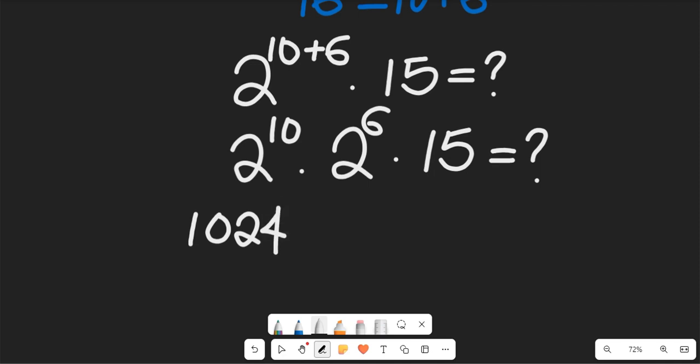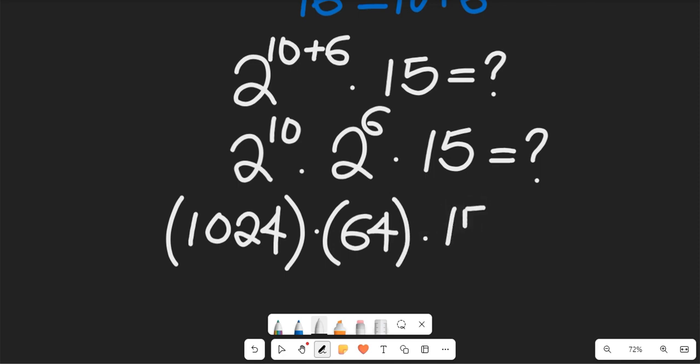1024, right? That can be simplified, multiplied by 2 to the power of 6. 2 times 2, 4, 4 times 2, 8, 8 times 2, 16, 16 times 2, 32, 32 times 2, that will give me 64. So I will have this to give me 64 multiplied by 15. And this will give me what?